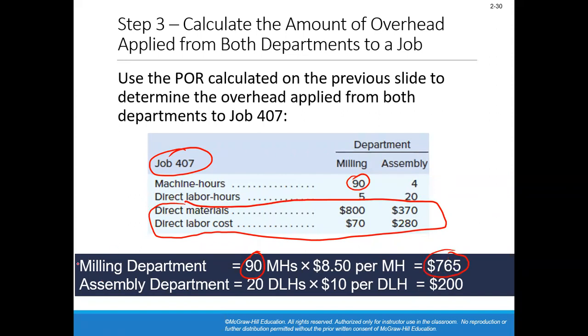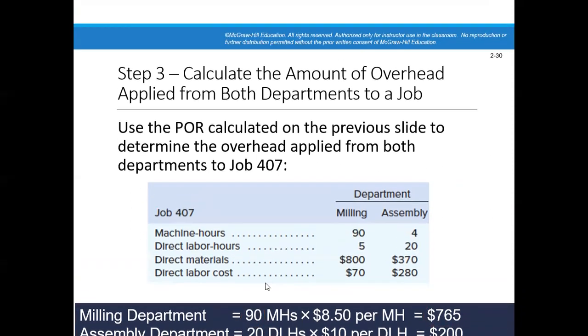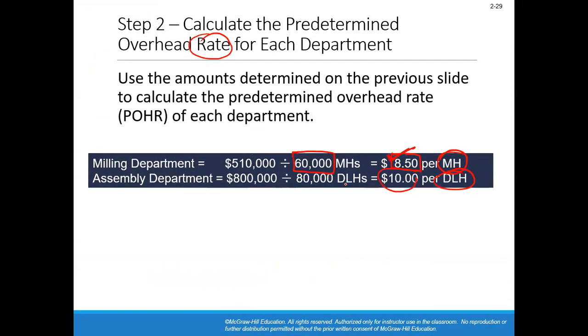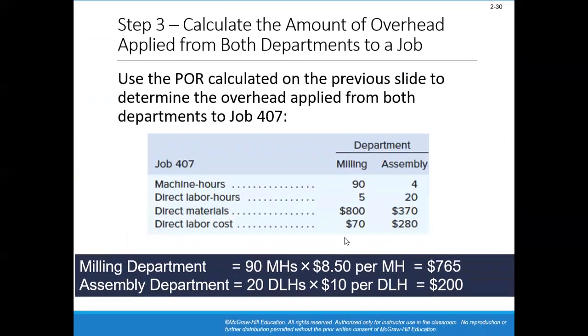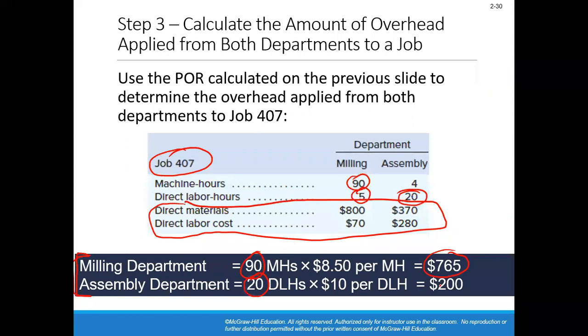From the perspective of the milling department, and for the assembly department part, you see that both departments are required for completing the job. And for the assembly department, which one will we be taking? This 5 or this 20? 20. We'll take the 20. And what is our assembly department predetermined overhead rate? It is $10. Okay, so 20 multiplied by 10, it is 200.